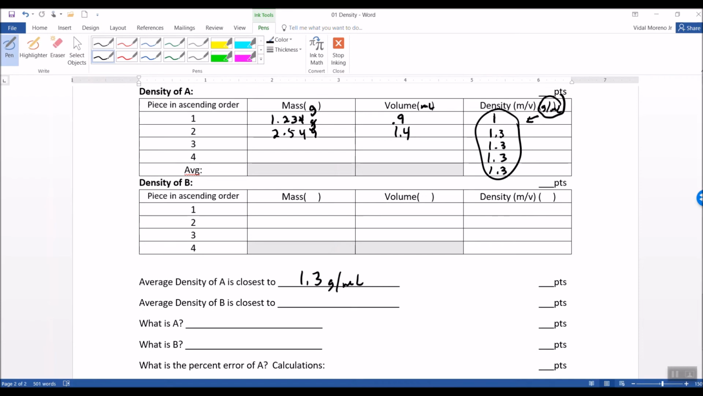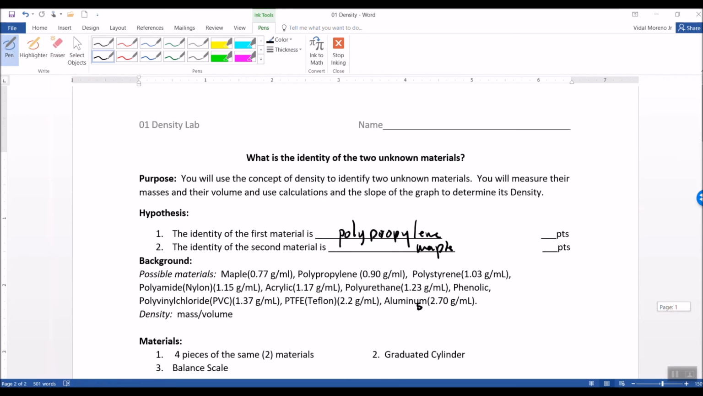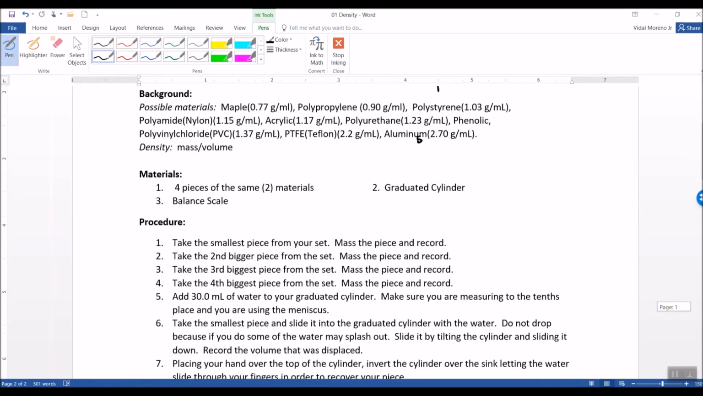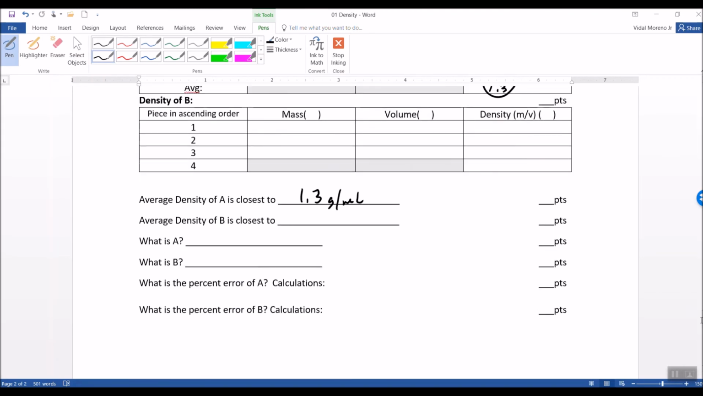So we thought it was polypropylene. Actually, it ended up being polyvinyl chloride, which is 1.37 according to our data. So PVC is 1.37 grams per milliliter. To find our percentage error, it's true minus observed. I'm sorry, yeah, it's true minus observed. In this case, this is the true, and this is the observed, divided by true.